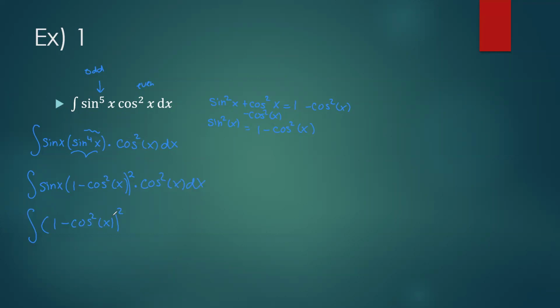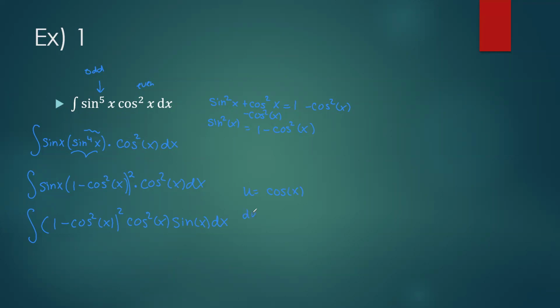And then bring down the cosine square x. And then bring down the sin x dx. Okay, so now we can use substitution. What do you think u should be? You said cosine x, that's correct.